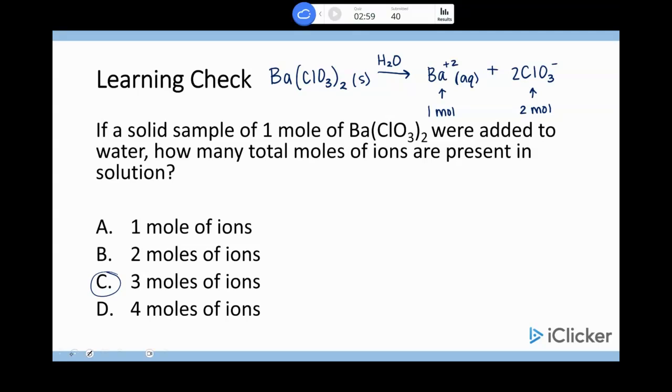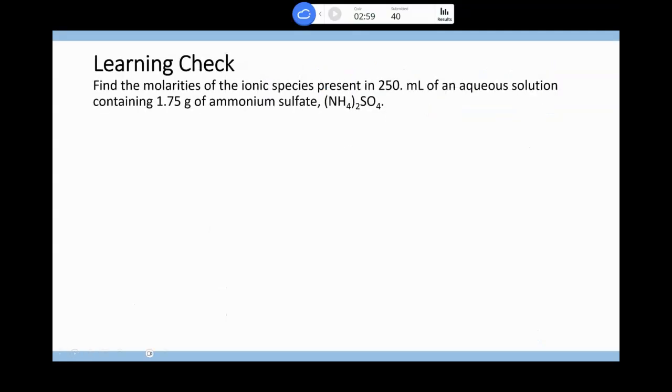Okay. So next question, we are finding the molarities. We'll do this one together. We're finding the molarities of ionic species, so of the ions present in a 250 milliliter sample of an aqueous solution that contains 1.75 grams of ammonium sulfate.